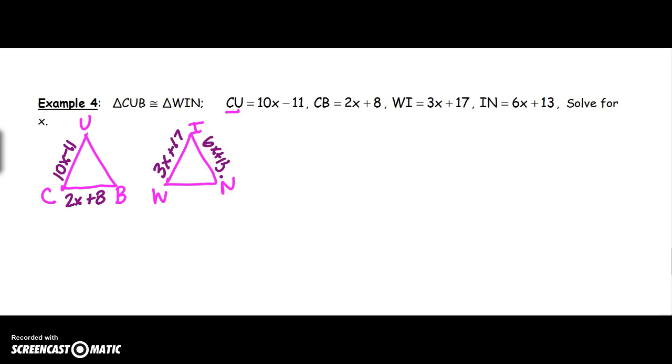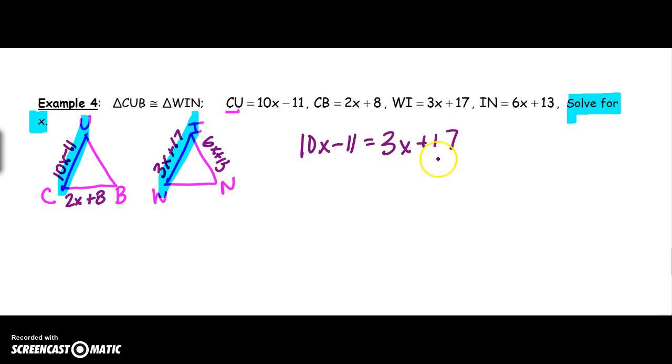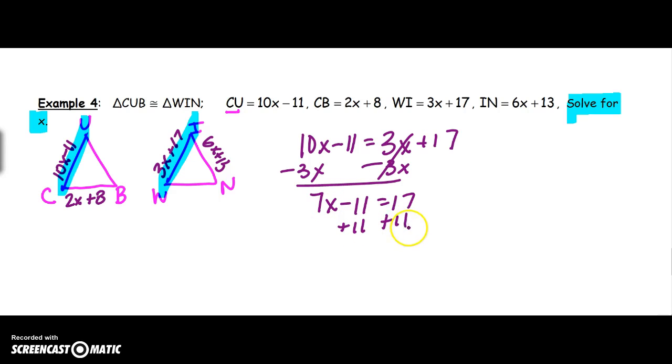Now you're given four sides, and you have to figure out what you can set equal to solve for x, because that's what we're asking for. Since you labeled them in the same order, CU and WI both have values. So you can take those values and set them equal to each other. Then when you solve, you would subtract 3x, and then you would have 7x minus 11 equals 17. Add 11, so you have 7x equals 28, and then when you divide by 7, x is 4.